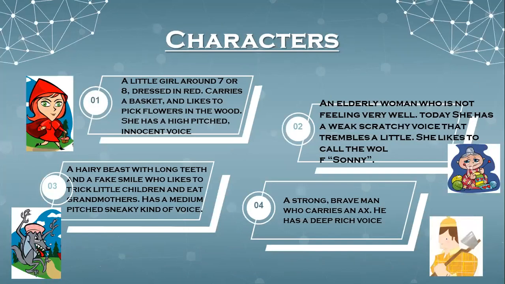Okay, so let's take a look at the characters here. A little girl around 7 or 8 years old, dressed in red, carries a basket and likes to pick flowers in the wood. She has a high pitched, innocent voice. So, this is a detailed description of the heroine of our story here. And character number two is an elderly woman who is not feeling very well today. She has a weak, scratchy voice that trembles a little. She likes to call the wolf Sonny. Okay, and this is information about her grandmother who is sick. Okay, and then we have the villain, the bad guy, and this is a hairy beast with long teeth and a fake smile who likes to trick little children and eat grandmothers.